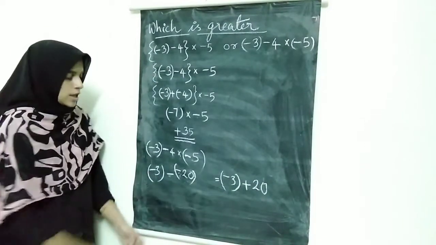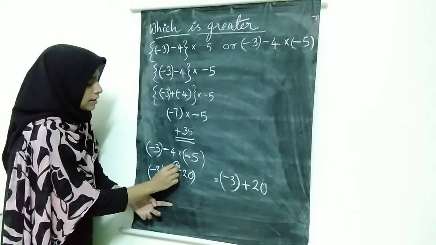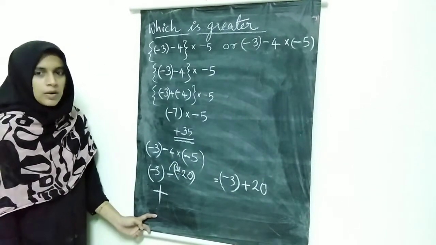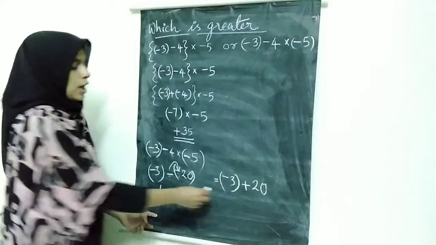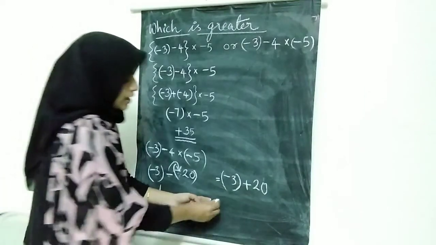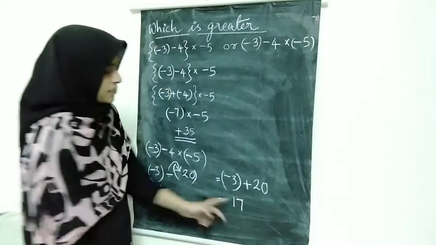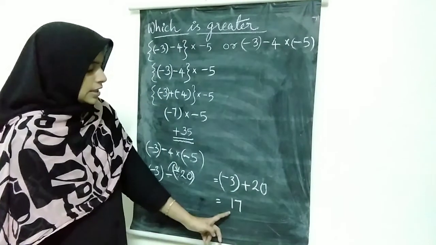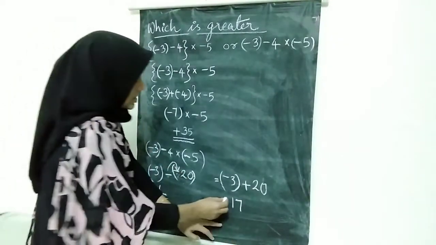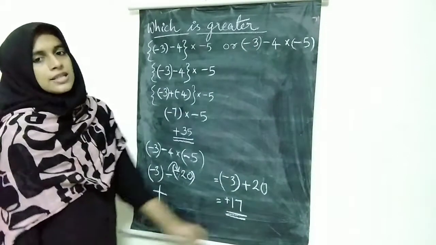-3 plus 20. If two negatives come together, for understanding you remember this minus will come and it will become plus. Okay, like that you remember. Now we have one negative number and one positive number. Subtract the smaller from the bigger and put the sign of the bigger. So 20 minus 3, 17. The bigger number's sign is positive. So positive 17 is the second part's answer.